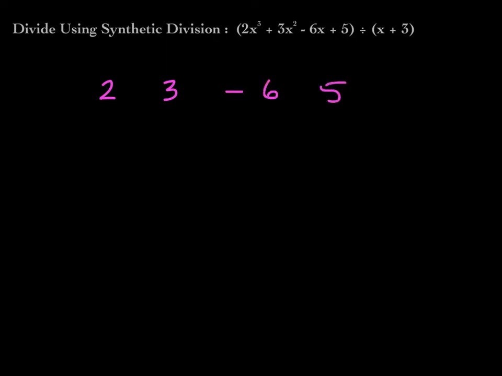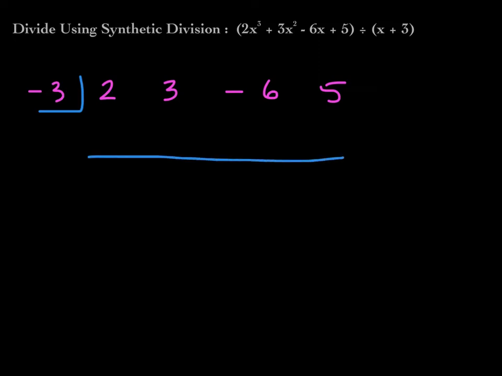And then next, I write my divisor out here, right? But I write down the number, the opposite of what I see here. So this is x plus 3, so I write down a negative 3, all right? Now, that's how. So no variables or anything like that.